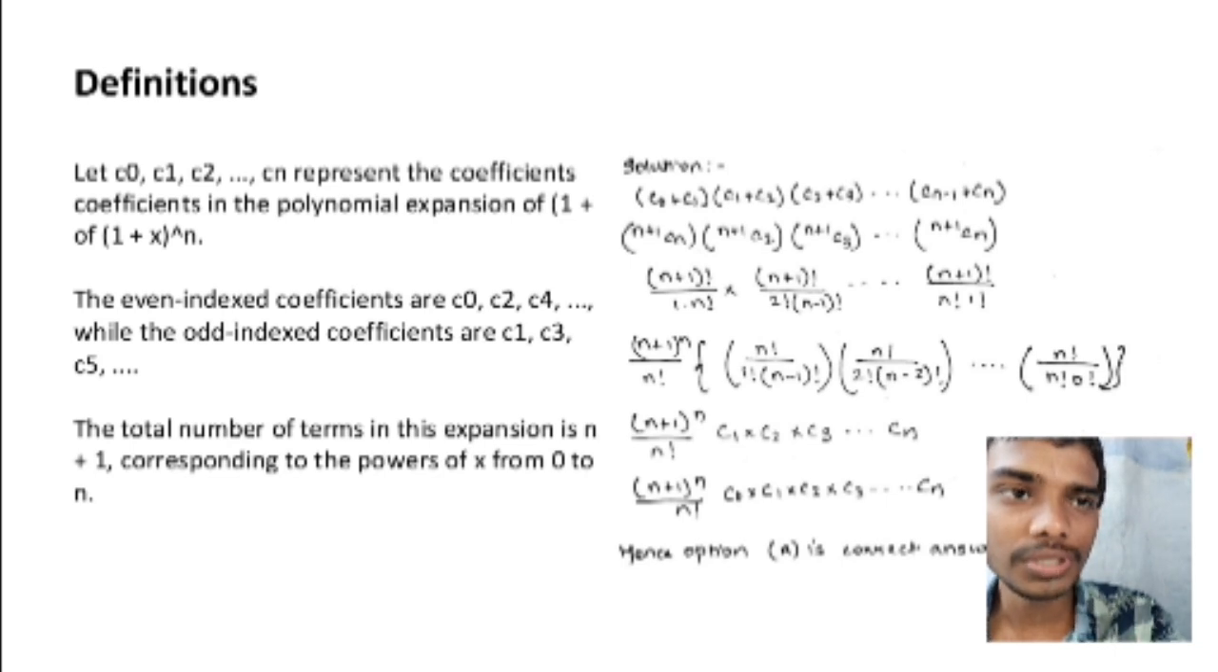Solution. C0 + C1, C1 + C2, C2 + C3, and so on up to Cn minus 1 plus Cn, that is n + 1 C1, n + 1 C2, n + 1 C3, and so on up to n + 1 Cn. (n + 1) factorial by (n + 1) factorial into (n + 1) factorial by 2 factorial (n minus 1) factorial, and so on, (n + 1) factorial by n factorial, C1 into C2 into C3 and so on up to Cn. Hence option A is the correct answer.